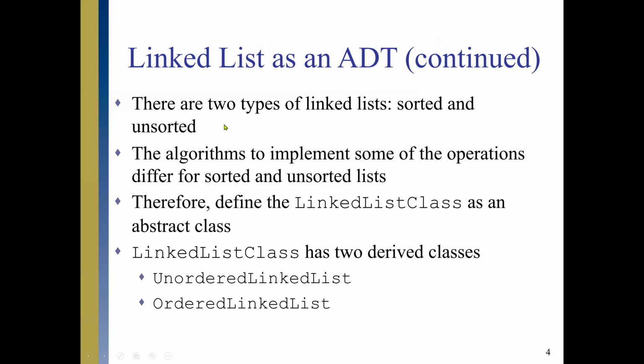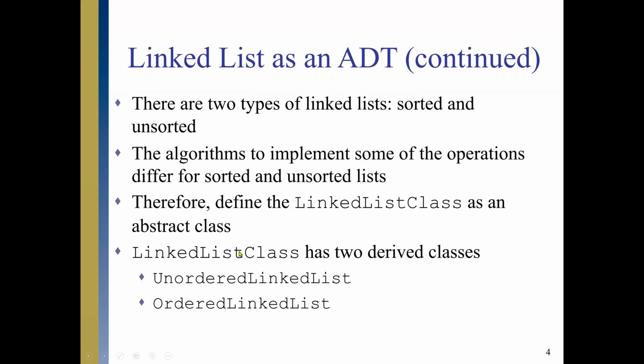So here we say there are two types of linked lists. We have the sorted one and also the unsorted one. The algorithm to implement some of the operations may differ for sorted and unsorted lists.